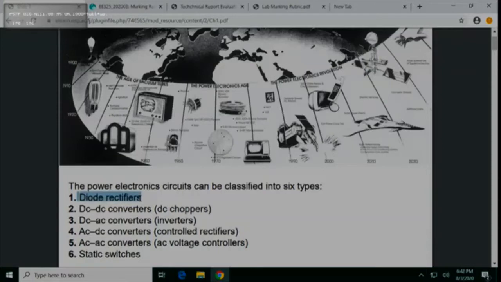Then we have DC converters. You are trying to convert DC voltage from 5 volts to 2 volts, something like that. That's a DC converter. For example, a DC converter in your car.